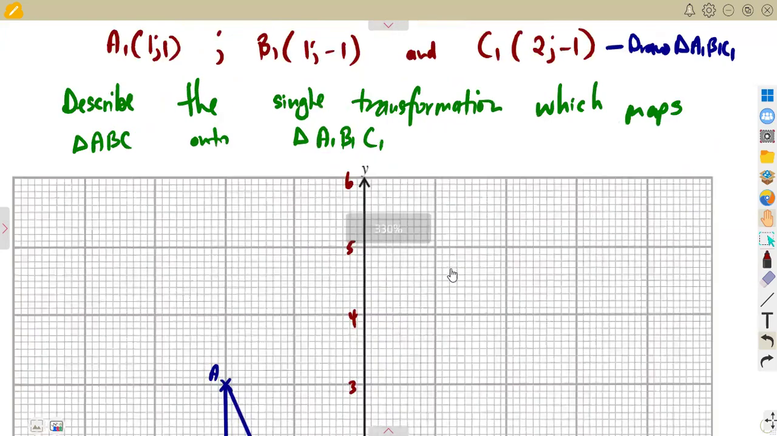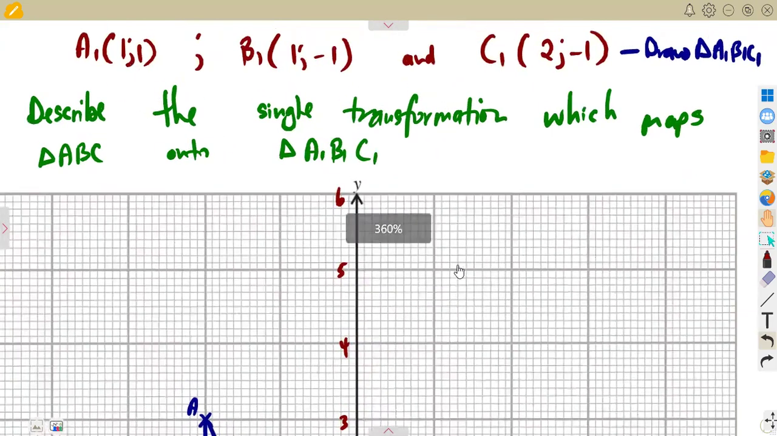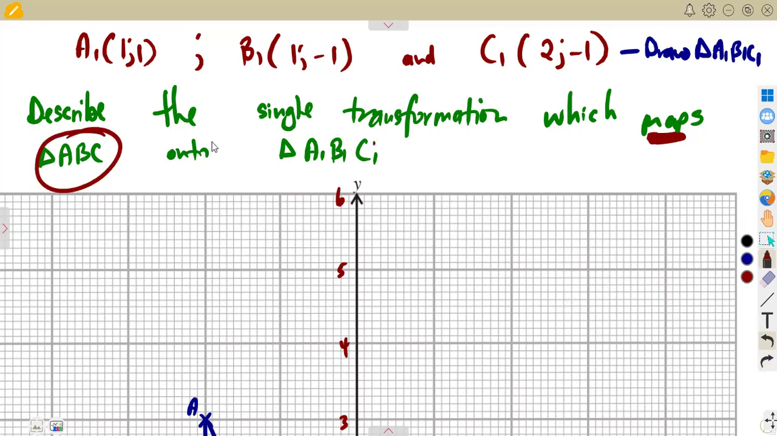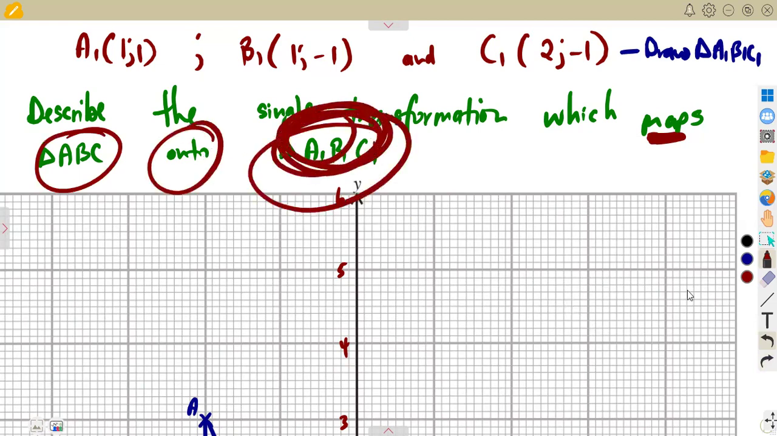The question is, describe the single transformation. There's not going to be two transformations occurring at the same time, just a single one. Describe one transformation which maps, that is where we are getting to the object-image concept, which maps triangle ABC onto this.